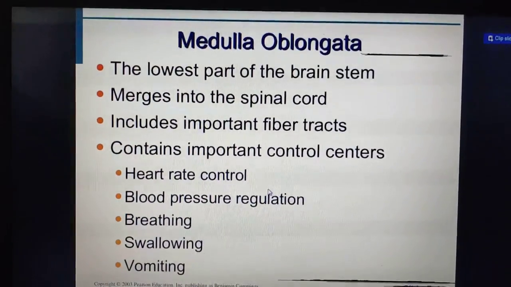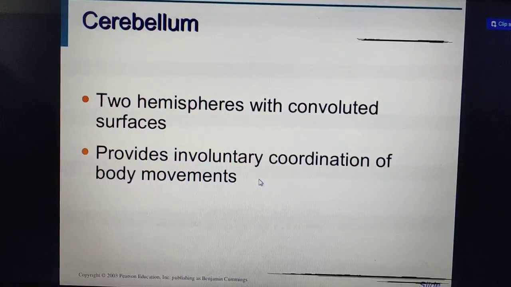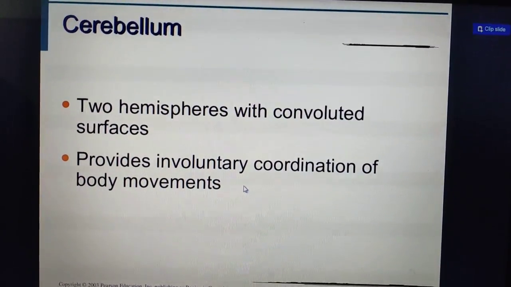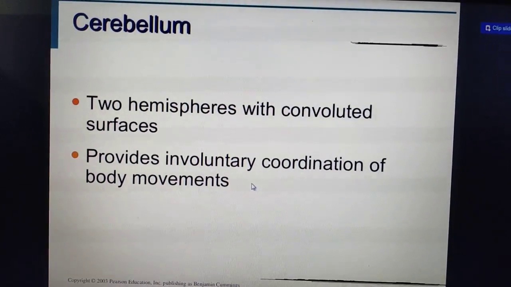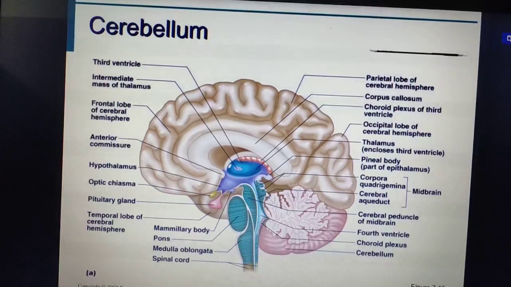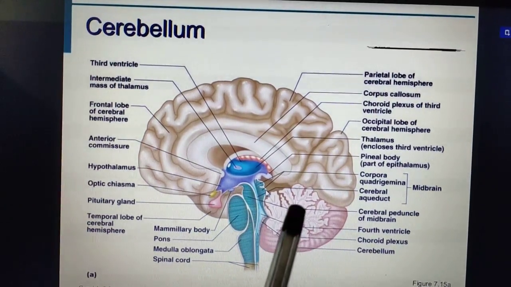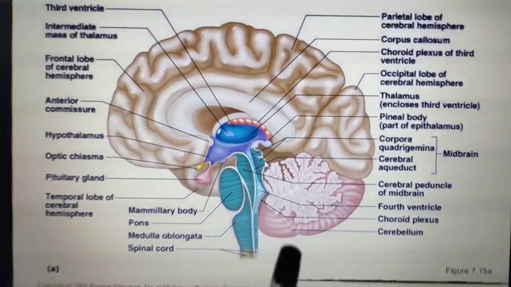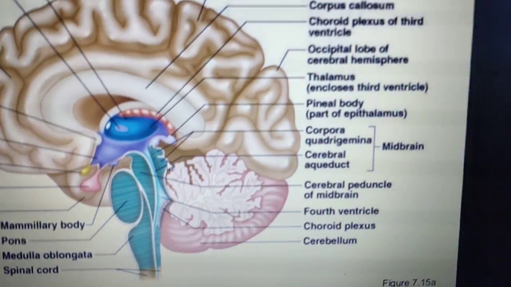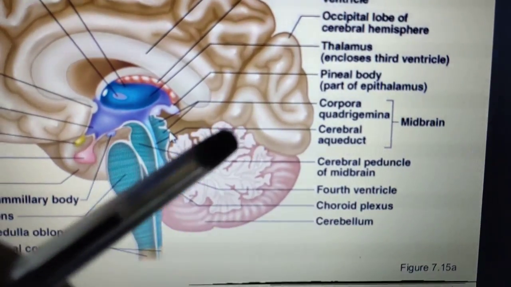Now we'll see the cerebellum. It has two hemispheres with convoluted surfaces and provides involuntary coordination of body movement. What is a cerebellum? The cerebellum is two hemispheres with a convoluted surface. I will show you. See, this is what convoluted means, isn't it? The pinkish color, have you seen this? So many convolutions are there, like a cauliflower, isn't it? So this is the cerebellum, with so many convolutions.